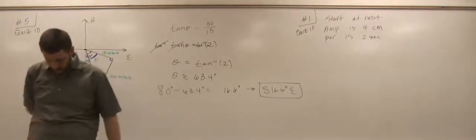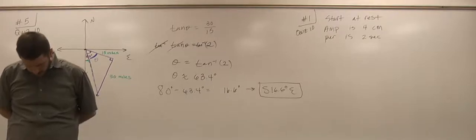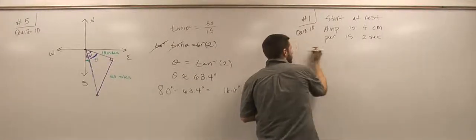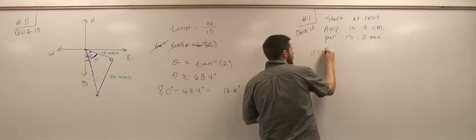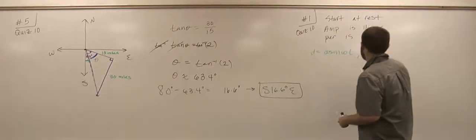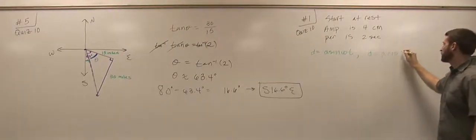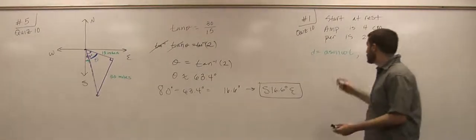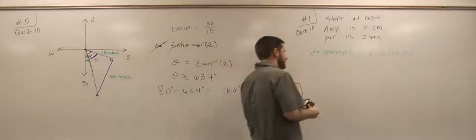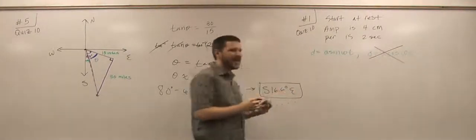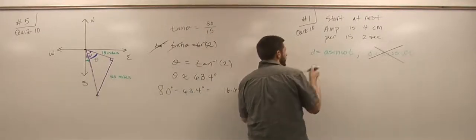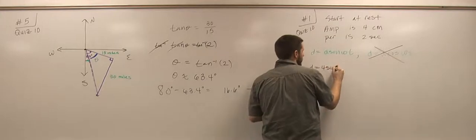So, what do we got to do? The general formula for simple harmonic motion is either d equals a sine omega t or d equals a cos omega t. Which one do we want to use here and why? Sine, because it starts from rest. So if you start from rest or if you start from 0, it's the same thing, you use sine. And what's a going to be? 4, because the amplitude's 4. So we know we're going to get d equals 4 sine omega t.